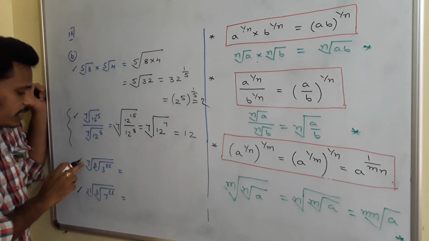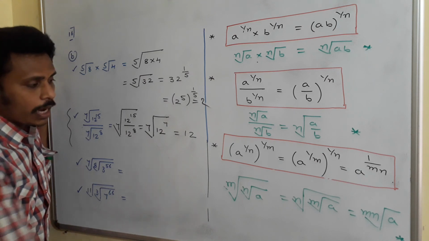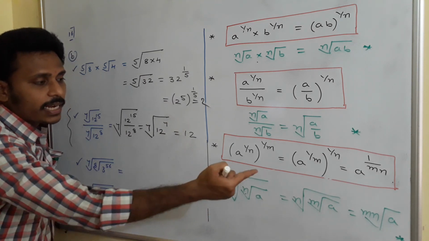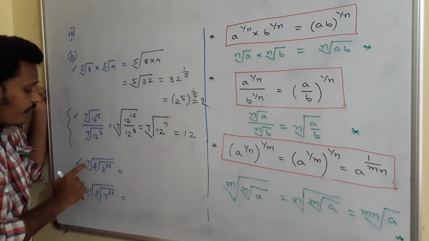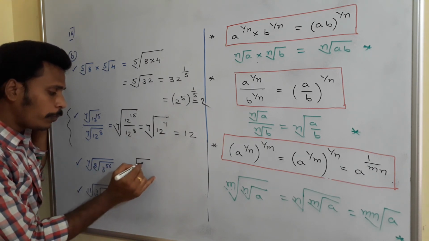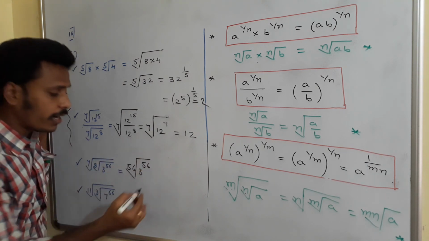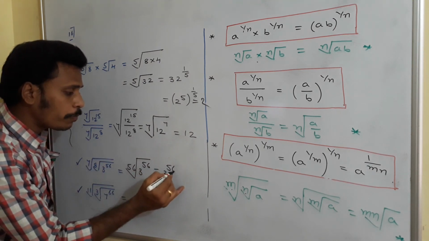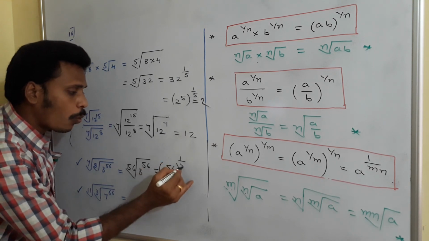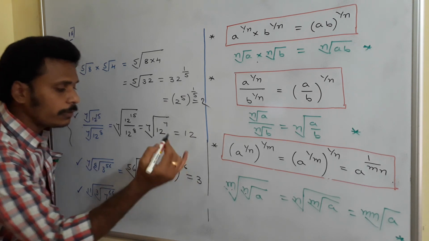And the next thing, 7th root of 8th root of 3 power 56. For m and n, we can write it like m into n-th root. 7 into 8 is 56th root of 3 power 56. And 56th root can be written as 1 by 56. So 3 power 56 to the power 1 by 56. If you multiply these two, you will be left with 3.